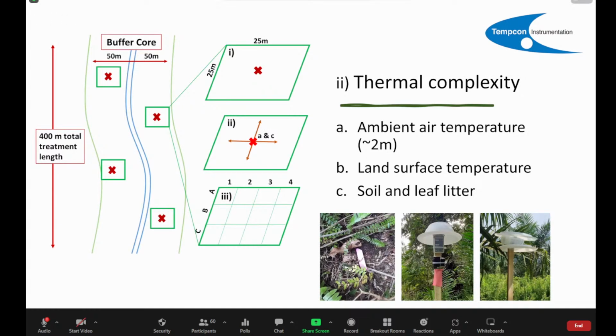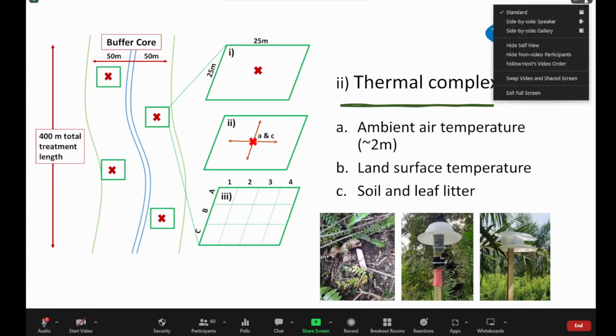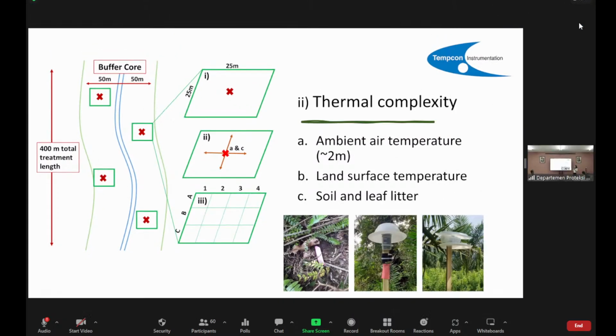And lastly, I'm interested in the microclimates. And for that, I focused on soil and leaf litter. I used these tiny little eye buttons that I either buried 5 centimeters into the soil or under about 5 centimeters worth of leaf litter in the vegetative plots.